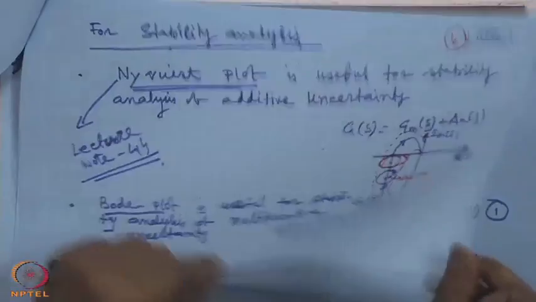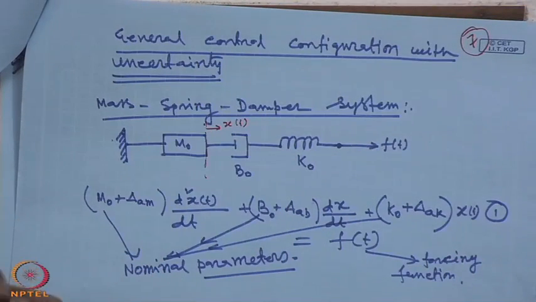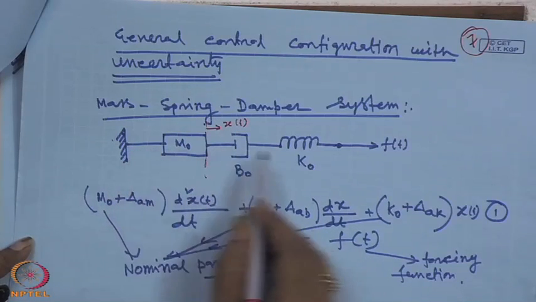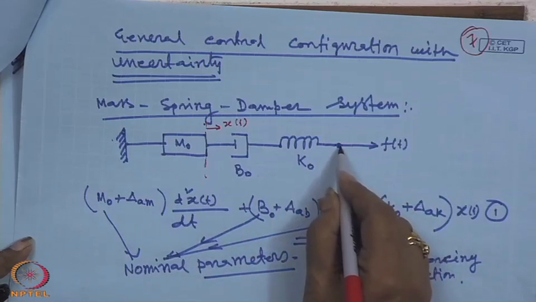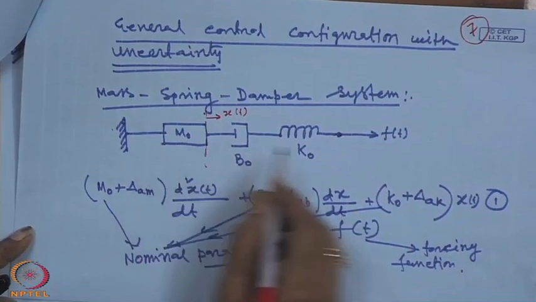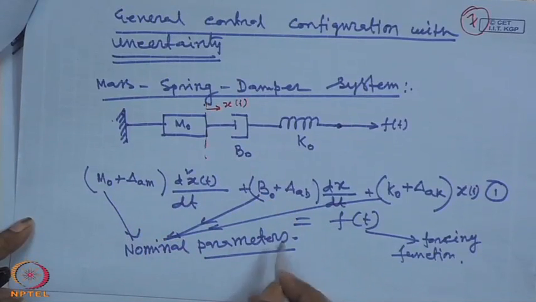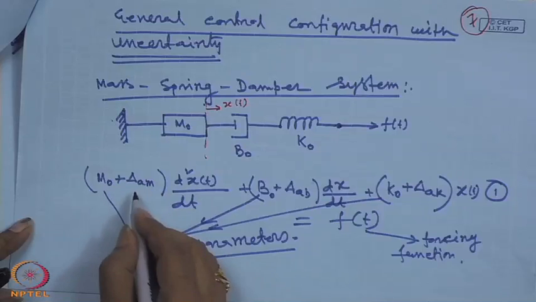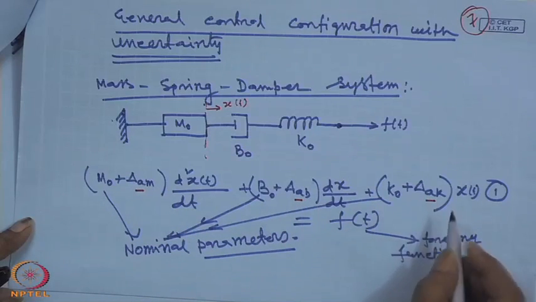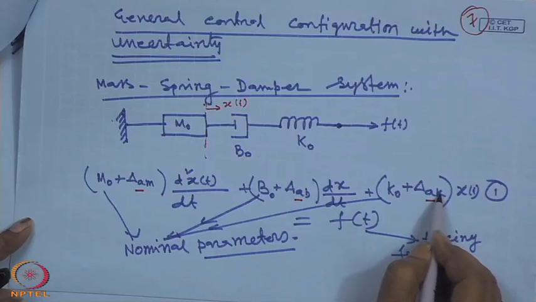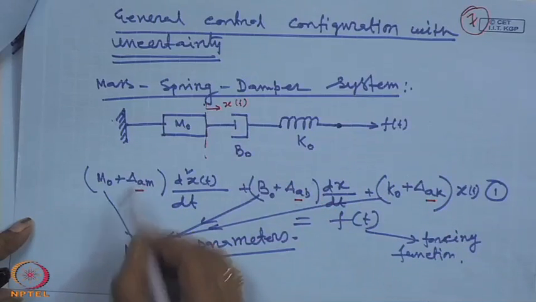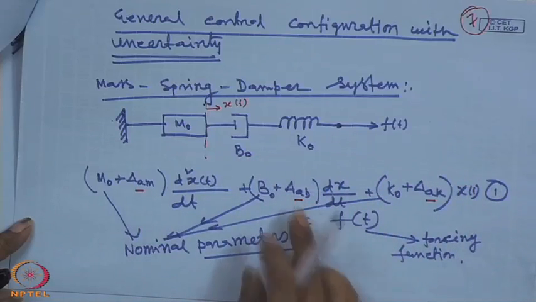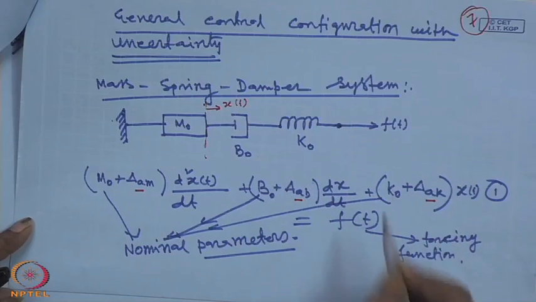Now, next we have considered a general control configuration with uncertainty. Okay. That means, let us see, we have a mass, then you have a damper and spring, and the force F of T is applied. Now, this M 0, K 0, B 0 are the nominal parameters, the model of the mass, spring and damper, and the actual plant, actual mass, is something else. So, that we compensate with delta A M, delta A B, delta A K. So, we have considered additive perturbation, where K stands for spring, B stands for damping and M stands for mass. So, this is the dynamic equation of this system, and F is the forcing function or input to the system.